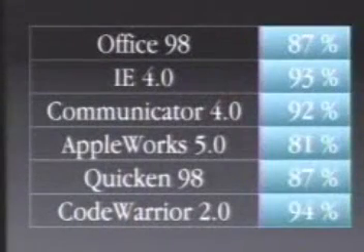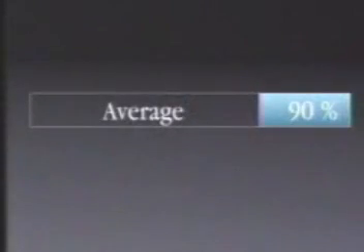Let's take a look. Here's some publishing apps. Adobe Acrobat, over 90% of the APIs are supported in Carbon. Illustrator 89, Photoshop 89, Director 6, 93, Freehand 92, Quark Express 88. Here's some other ones. Office 98, 80%, 87%, Internet Explorer 93, et cetera, et cetera, et cetera. Okay? They are all mostly supported in Carbon. As a matter of fact, the average of those 100 apps we looked at was 90% of the APIs.